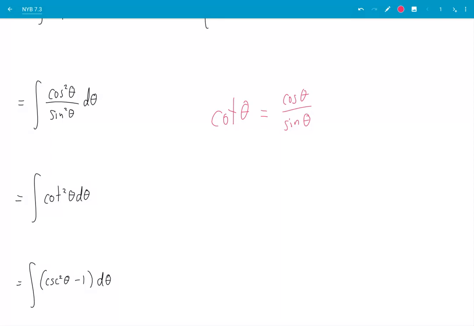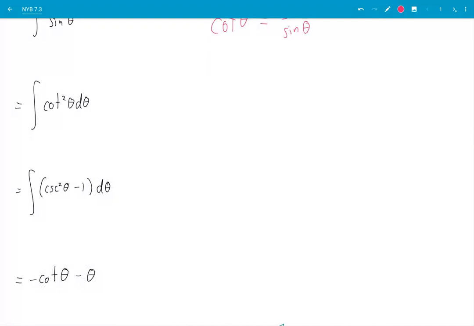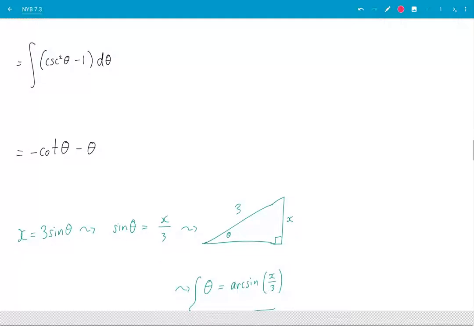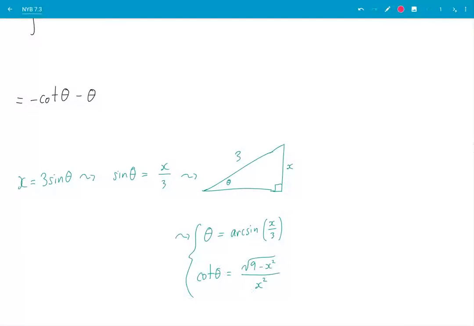So I make the conversion. Again, I use a trig identity here, and then integrate term by term. Now I'm in a position again where I have to convert back to x. So form a triangle and work things out.